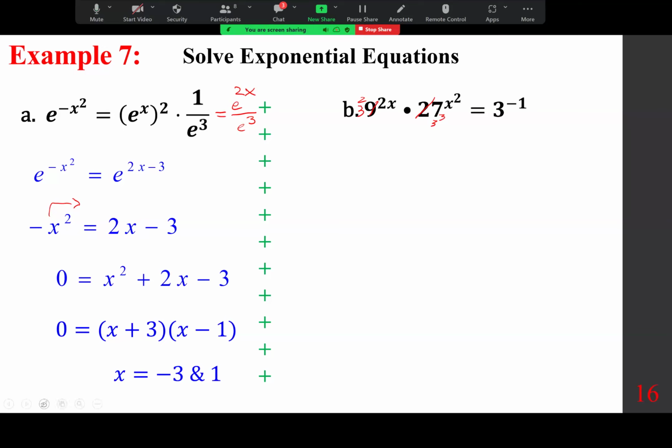Therefore, this one becomes 3 to the power of 2 times 2x, which is 4x. This one becomes 3 to the power of 3 times x squared. And now the left side, we use the product rule, and we write it as 3 to the power of 4x plus 3x squared.